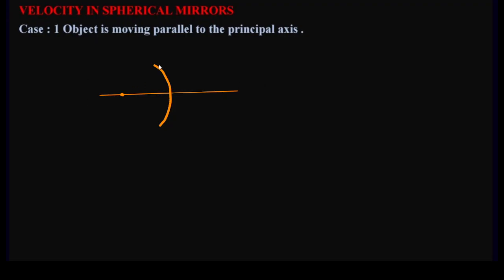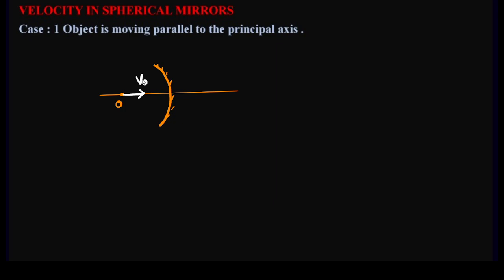So let us say here, and these relations are applicable for both convex and concave. Here an object is there. Now assuming that this object lies on the principal axis and moves parallel to the principal axis like this with a velocity v0. V0 is the velocity of the object.